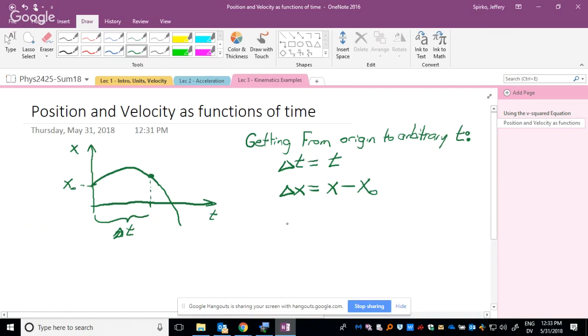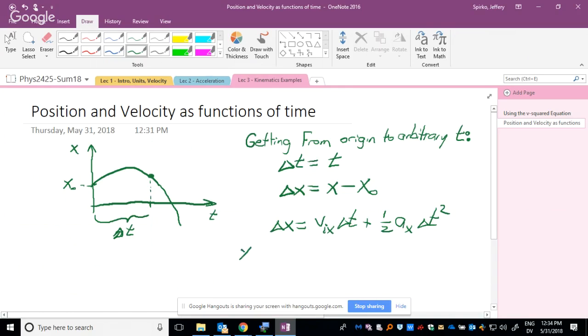And what we know is delta x is equal to v initial x delta t plus 1/2 a sub x delta t squared. That's our basic kinematics equation for a single constant acceleration process. So what does that look like when we use delta t equals t and delta x equals x minus x naught?